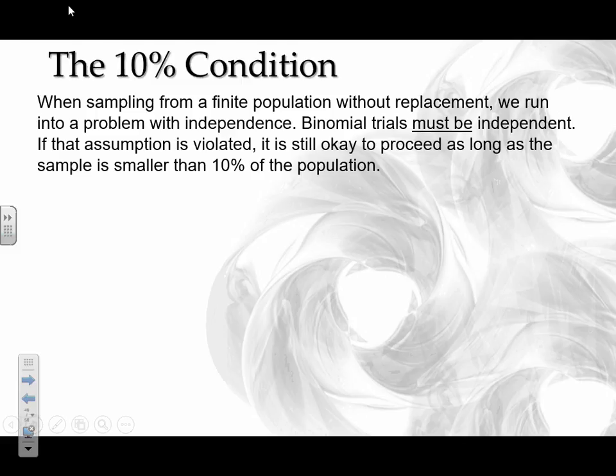So if we have reason to believe that the trials are not independent from each other, we can still call it a binomial setting if the number of trials we're using is less than 10% of the total population. Okay? So in some cases, you might have something that's not independent, but the sample is small enough that we can still proceed because we're less than 10% of the overall population.